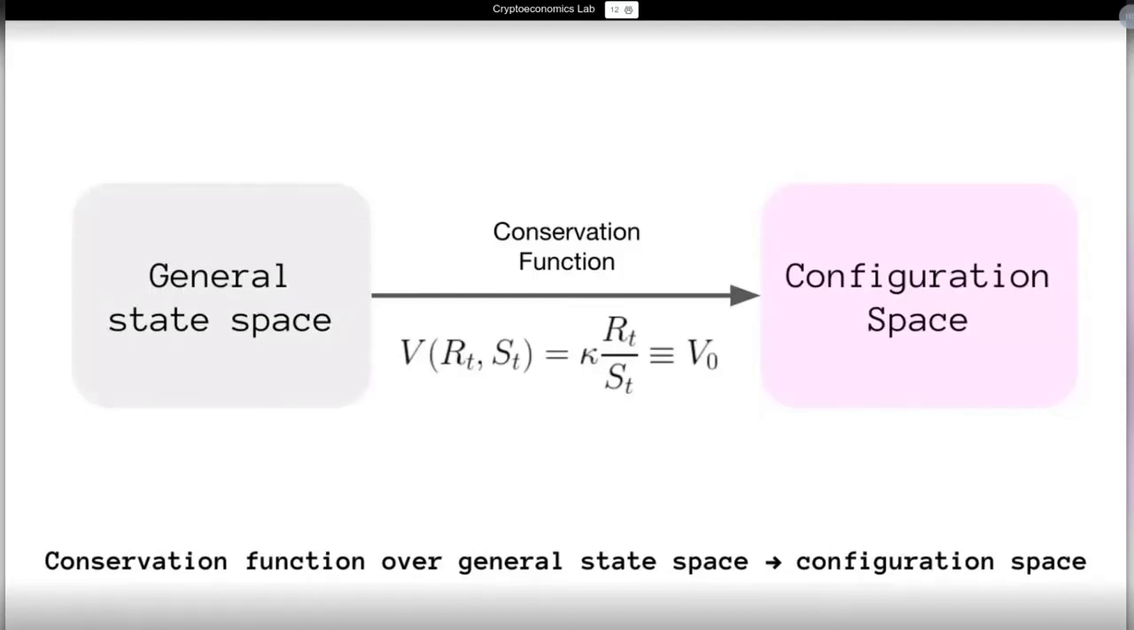So for example, here, what we have said is that the ratio between the reserve and supply, the price at the start of the system, is going to be conserved throughout the execution of the system as well. And that is our conservation function. When we apply this conservation function over a generalized state space, it becomes a much smaller dimension configuration space. So we arrive at our configuration space, and then it becomes a lot easier to tackle as well.